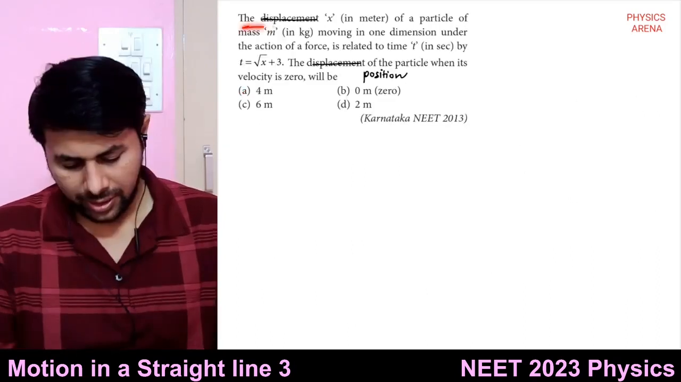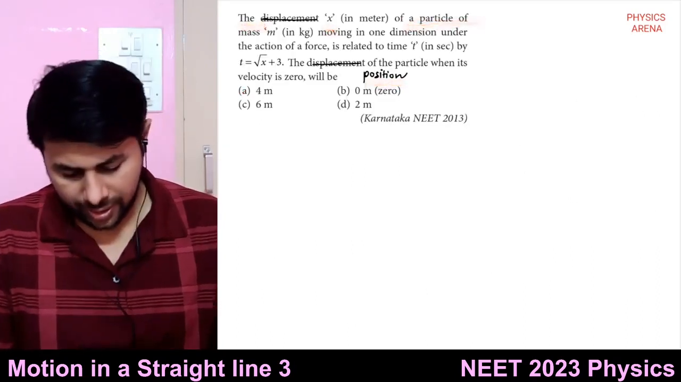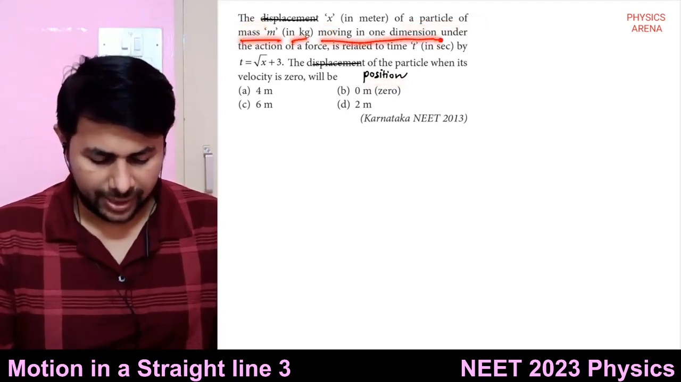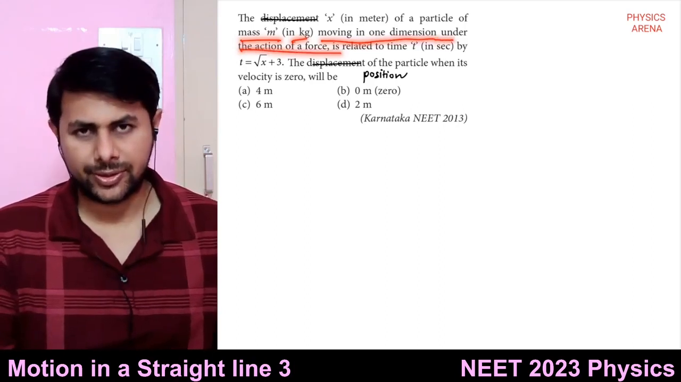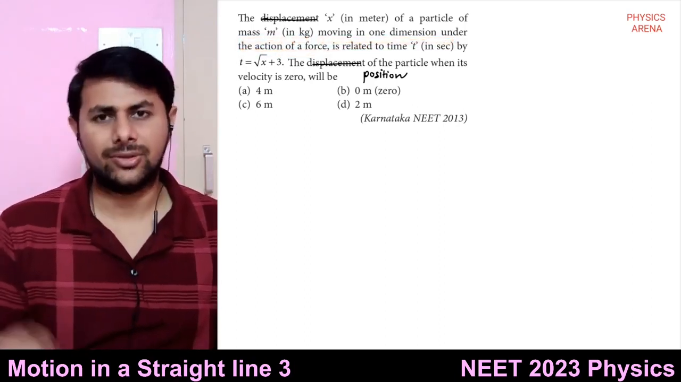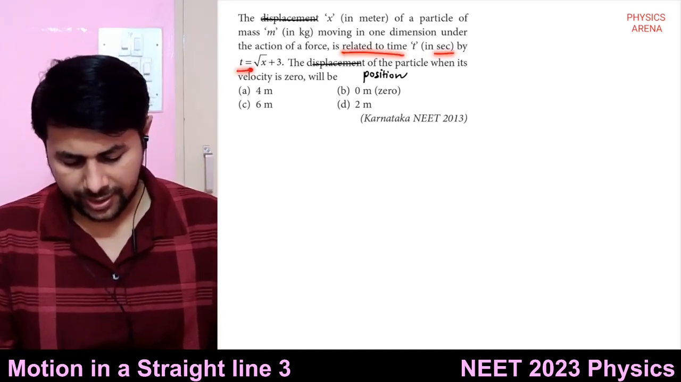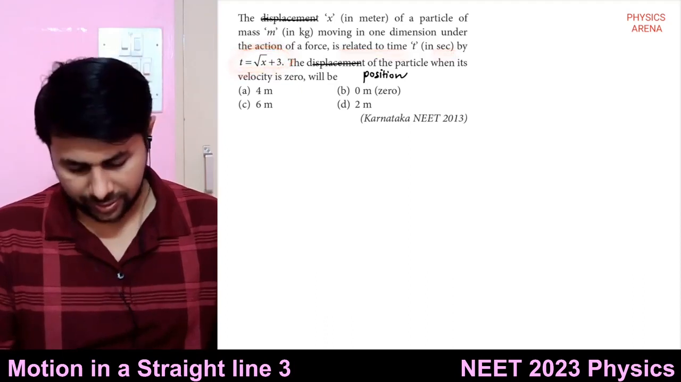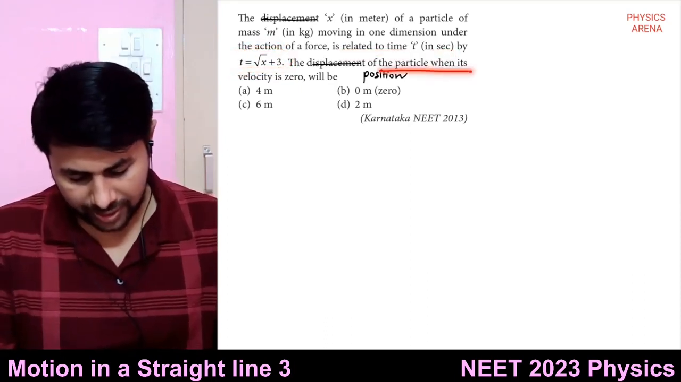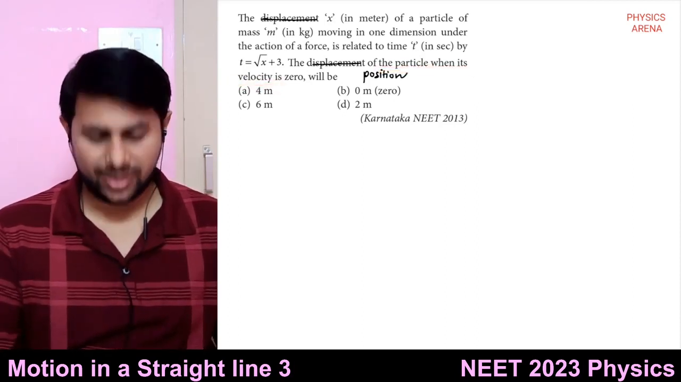Okay, the x in meters of a particle, so x is the position of mass m in kg moving in one dimension under the action of a force. So this particle is moving in one dimension, under the action of some force, and is related to time in seconds by t equals square root of x plus 3. The position of the particle when its velocity is 0 will be. So this is the question.